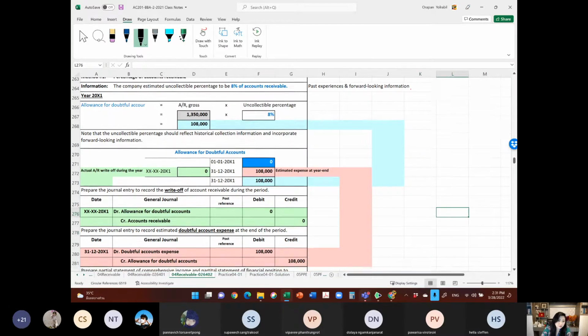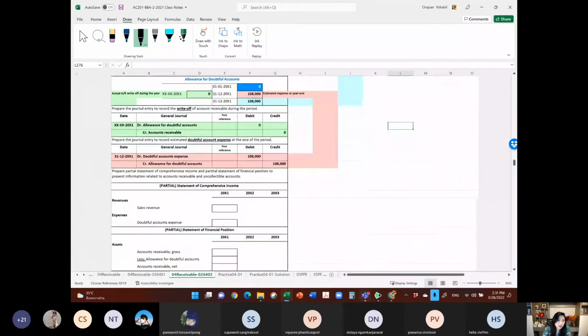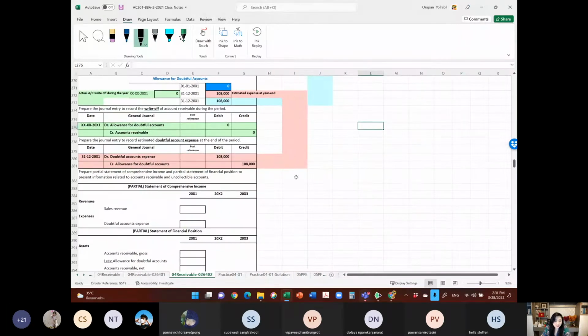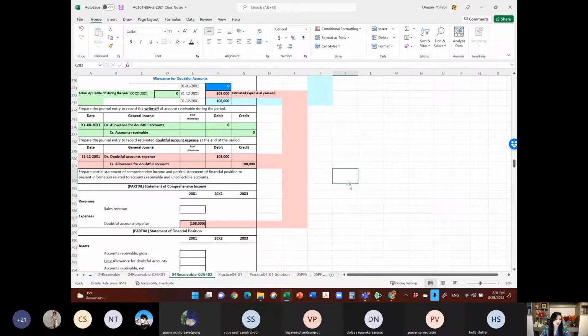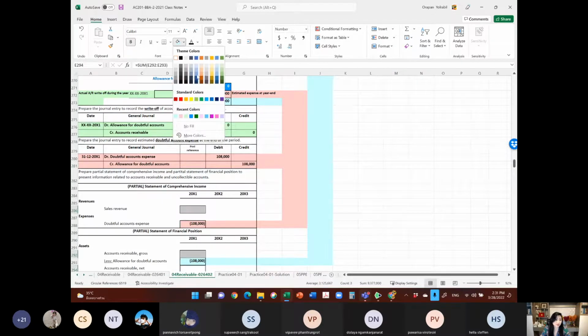All right. Now let me move it up and then show you the amount that will be presented on the financial statements. This expense will be presented on the statement of comprehensive income. So over here, you would have the expense for 108,000, and for the allowance for doubtful account. The allowance for doubtful account is the contra asset, so it will be subtracted out from the asset. Sales revenue and the accounts receivable will be from the given information.